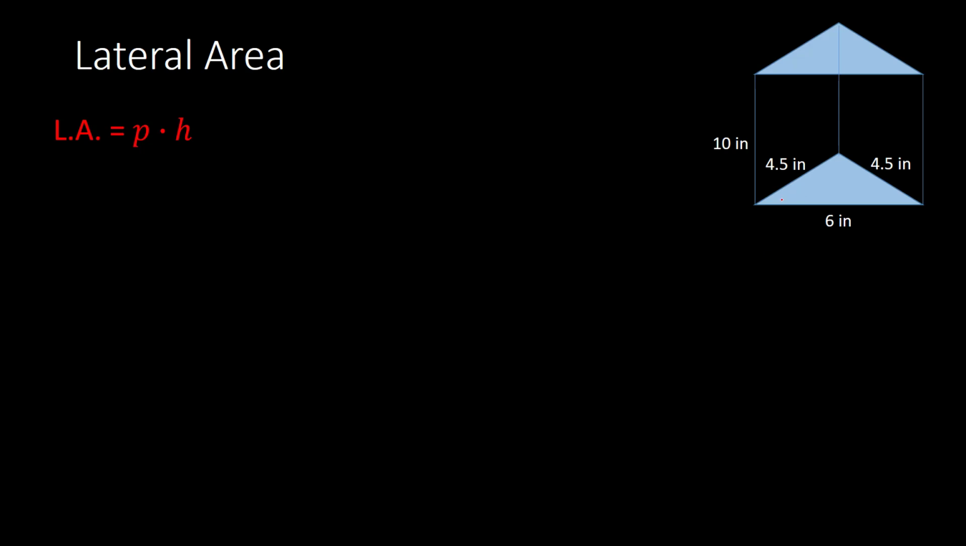While looking at the base is the triangle. So the perimeter of the triangle we find by taking 6 plus 4.5 plus another 4.5. When you add those together, you get 6 plus 9, which gives me 15 for the perimeter. And the height is the height of the prism. So the height is 10, so you multiply 15 by 10 to get 150 square inches.